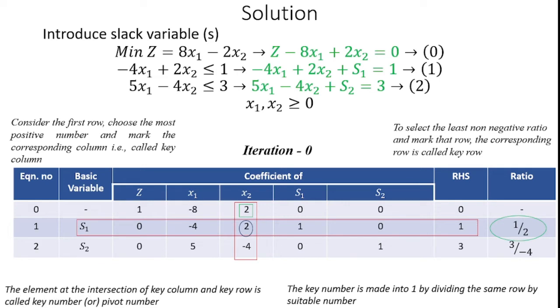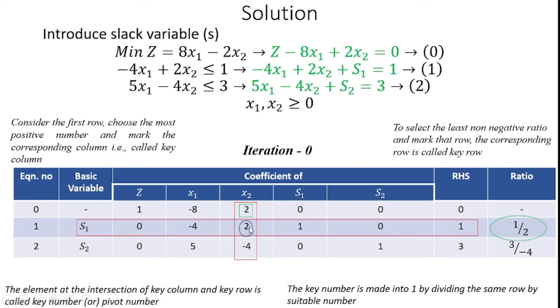According to this problem, 1 by 2 is the least non-negative number, so I choose equation number 1 as the key row for the problem. Next I move on to identify the intersection. What is the value at the intersection point of the key row and the key column? Here you see the key column and key row; at the intersection point, 2 is available.